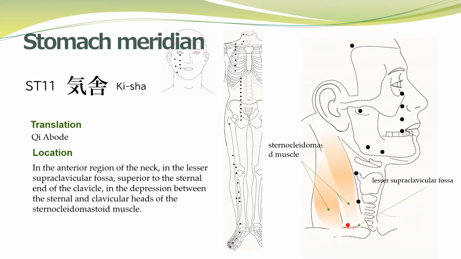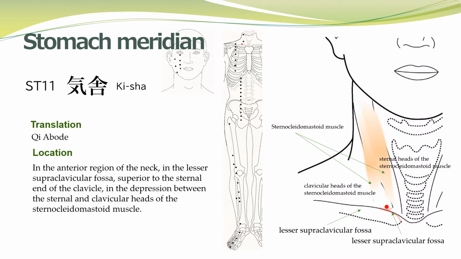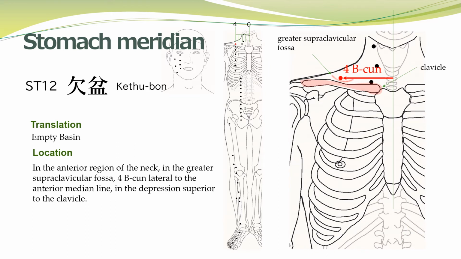ST11. Chi abode. In the anterior region of the neck, in the lesser supraclavicular fossa, superior to the sternal end of the clavicle, in the depression between the sternal and clavicular heads of the sternocleidomastoid muscle. ST12. Empty basin. In the anterior region of the neck, in the greater supraclavicular fossa, 4 fcun lateral to the anterior median line, in the depression superior to the clavicle.